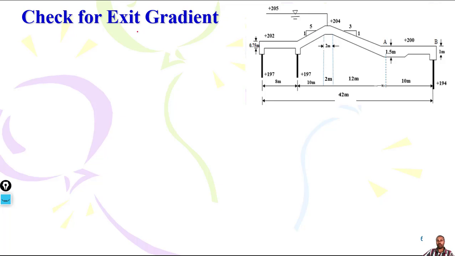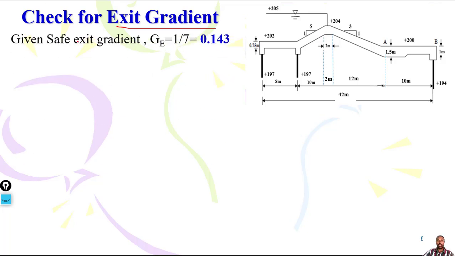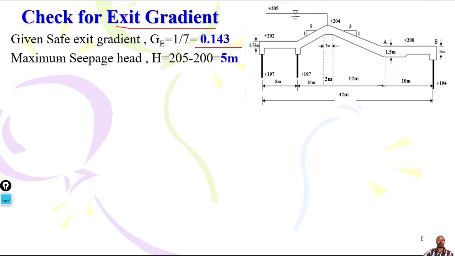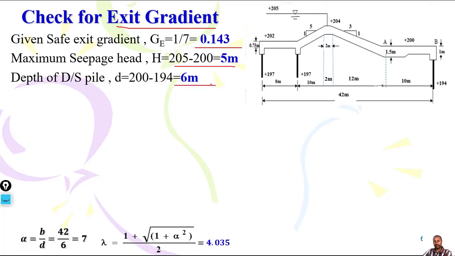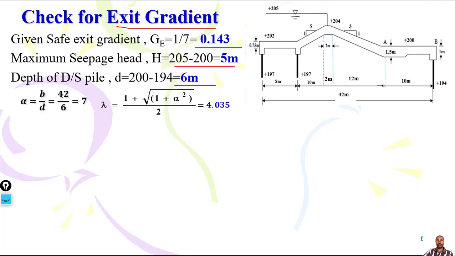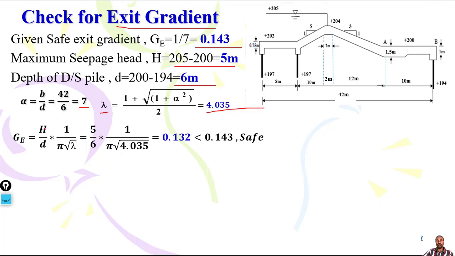Check for exit gradient now. Given the safe exit gradient you have here, the maximum seepage height will be 5 meter. Then the depth of downstream pile, 6 meter you have. Then alpha will be B over D, which is 7, and lambda will be 4.035. Then exit gradient will be H over D times 1 over pi square root of lambda, 5 over 6, 1 times 1 over pi times this one.